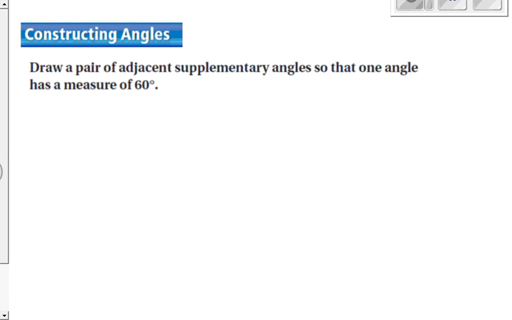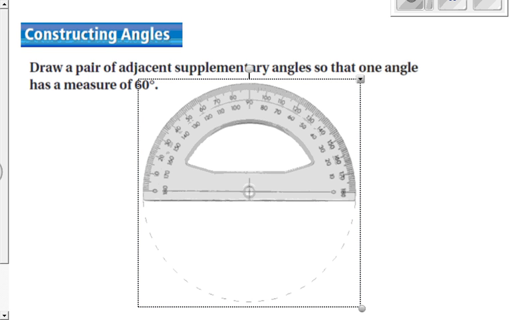Now we got to construct angles. Draw a pair of adjacent supplementary angles so that one angle has a measure of 60 degrees. So I've gotten my protractor up here, and as we did the last construction, first thing we're going to do is we're going to draw a straight line all the way across our protractor. I'm going to make a little mark 0. The next thing I'm going to do is I am going to make a 60-degree angle. So here's my 60 degrees.